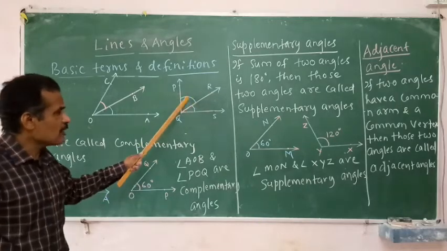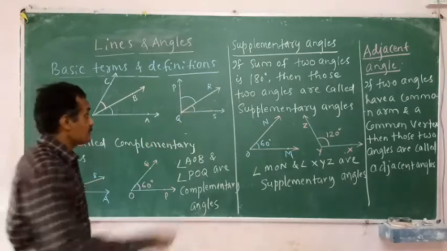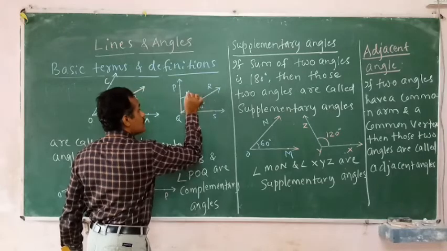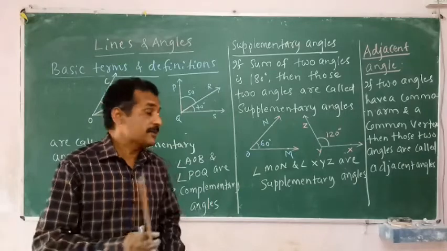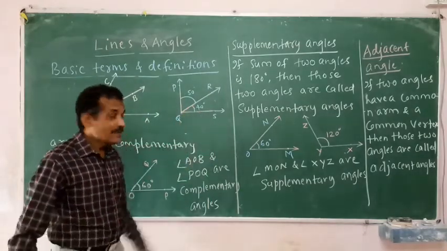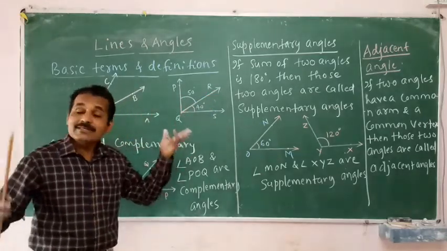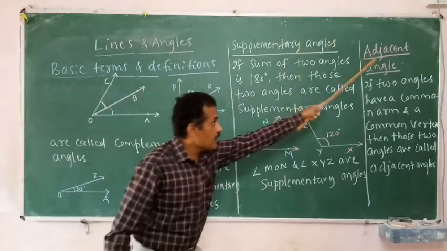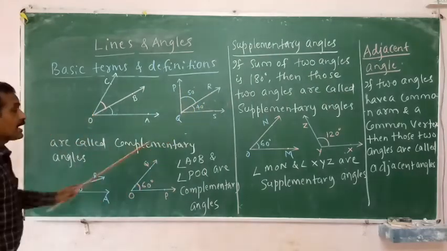Can I call these two complementary angles? Suppose I say this is 40 degrees and this is 50 degrees. Can I call these two complementary angles? Yes, definitely. The sum is 90, so they are complementary angles. And these two angles have a common arm and a common vertex, so they are adjacent also. So this figure is an example for adjacent angle also, and this is an example for complementary angle also.